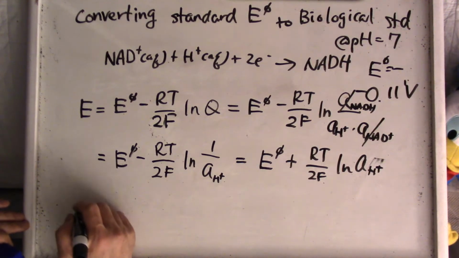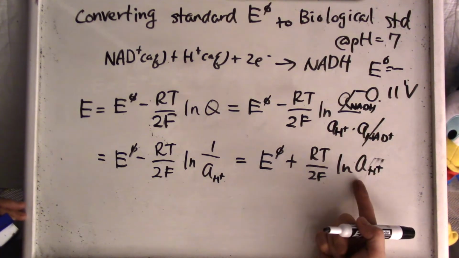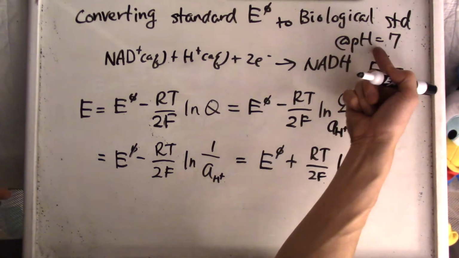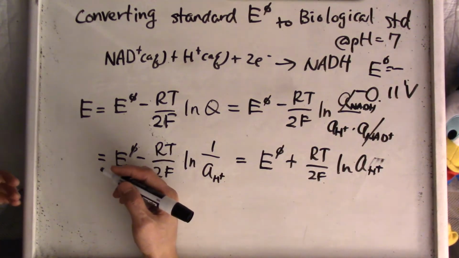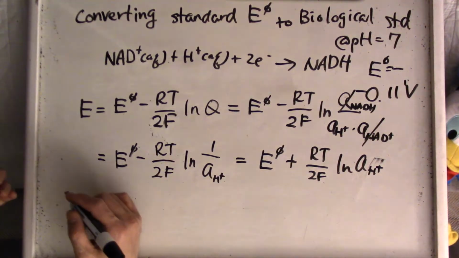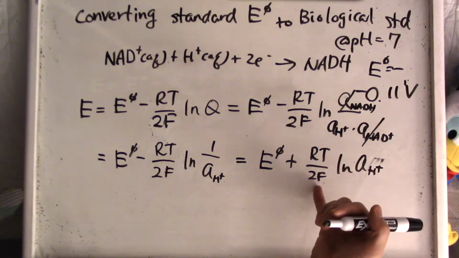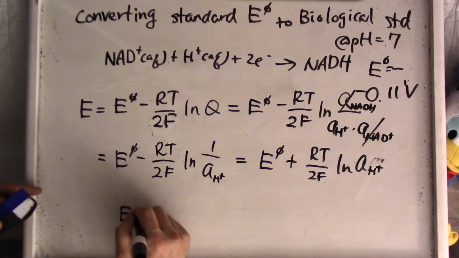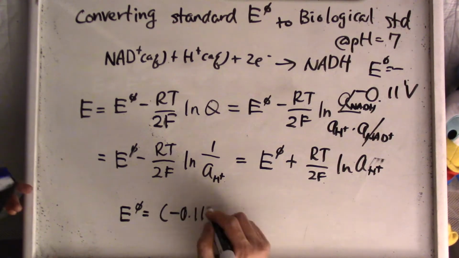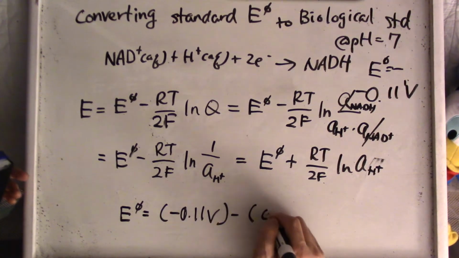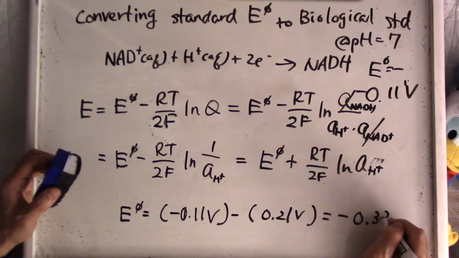So what does it mean? Well, what happens in this case? It's the H plus activity at pH 7, in a dilute solution, so it's going to be 10 to the minus 7th or something. So natural log of 10 to the minus 7th, and then you have RT and 2F. If you do that, you can just plug in and check. I'll just give you the end result: minus 0.11 volts minus 0.21 volts is equal to minus 0.32 volts.